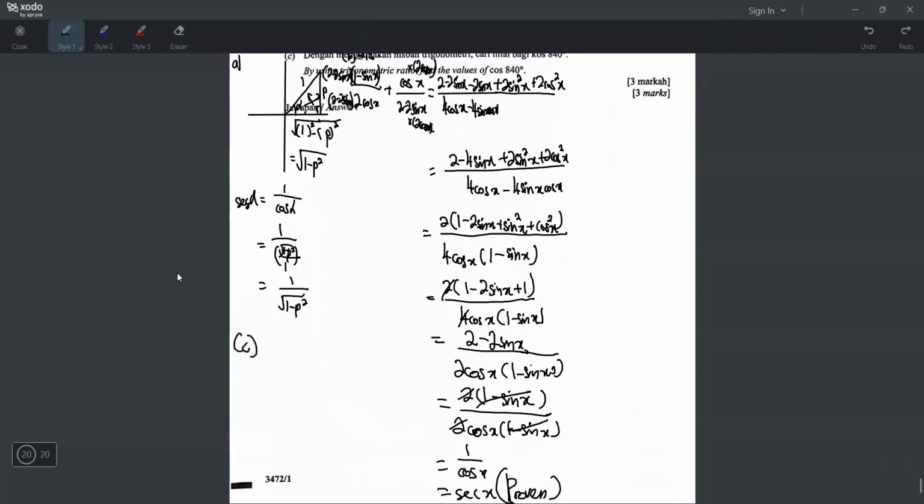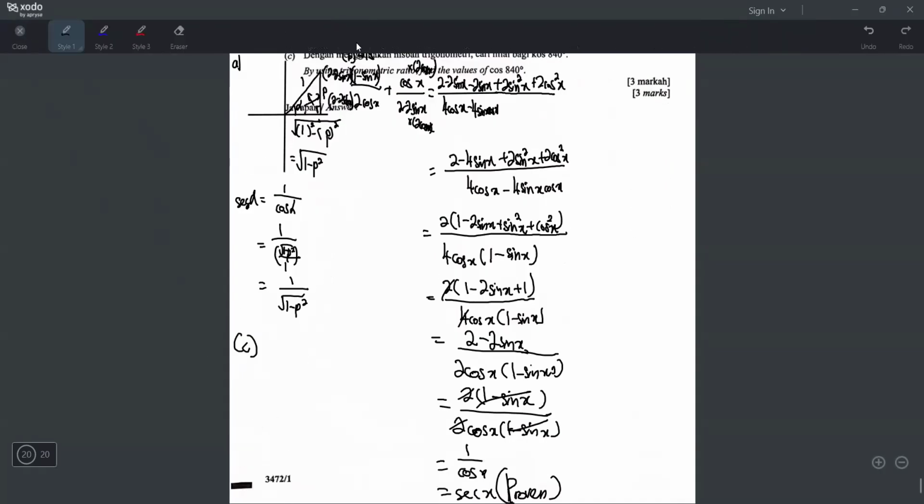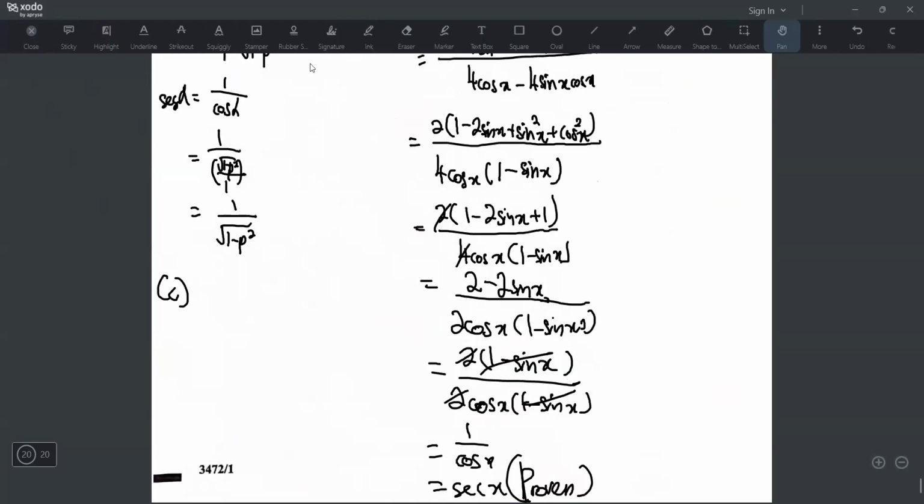Okay, let's finish it. Let's do C. Okay, what's the question? By using trigonometric ratio, find the values of cos 840. Okay, what's the meaning of using trigonometric ratio? It means they don't want you to use calculator. I mean, can use calculator, but they want you to use the table lah, right?